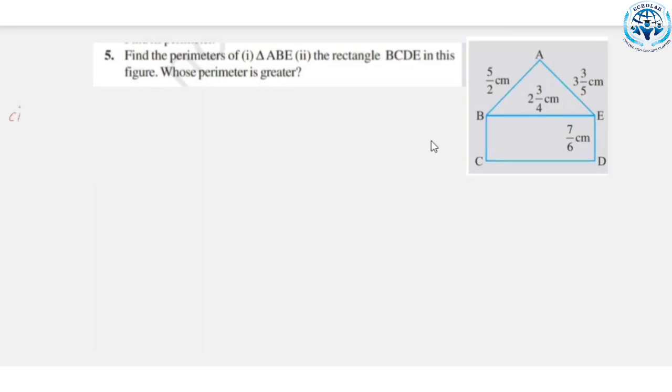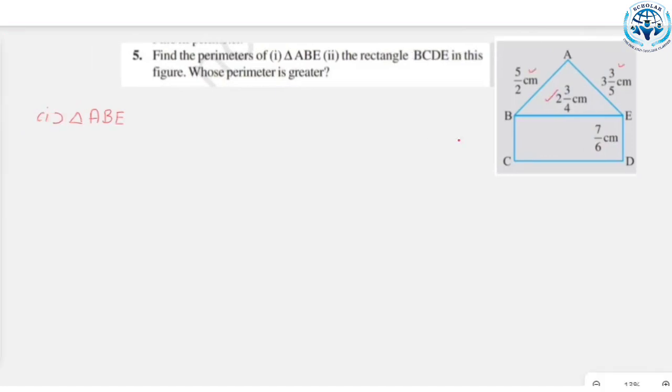Fifth one, find the perimeters of triangle ABE and rectangle BCDE in this figure. Whose perimeter is greater? Triangle ABE. We know that the perimeter of a triangle is the sum of all the three sides. So we will first find out the perimeter of the triangle by adding the given sides.